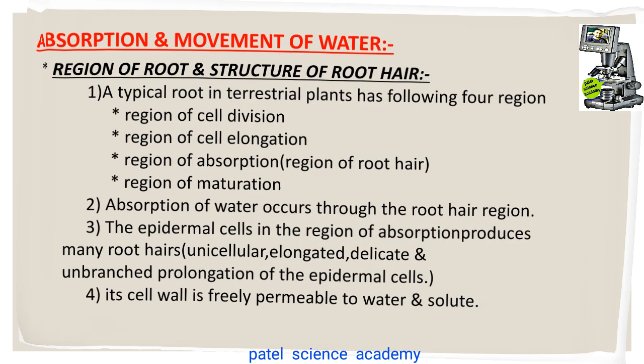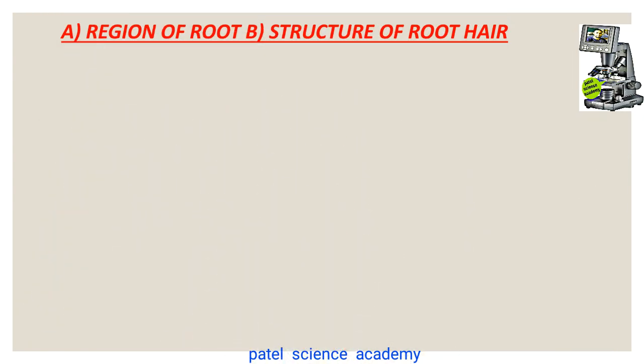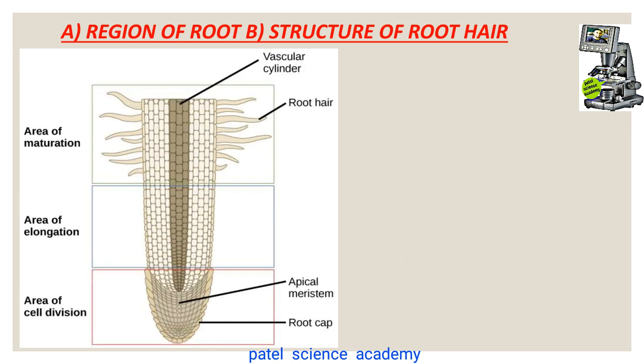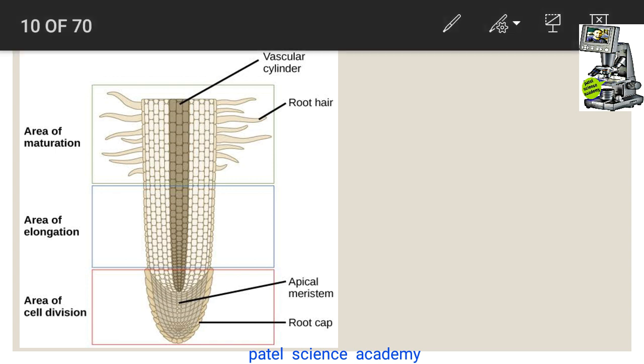So here in this slide we have seen the different parts of the root. Now we'll see the regions of the root with its structure. So dear students, in this structure you can see the different regions. This is the internal structure of the root, and here you can see the vascular cylinder shaped structure of the cells.